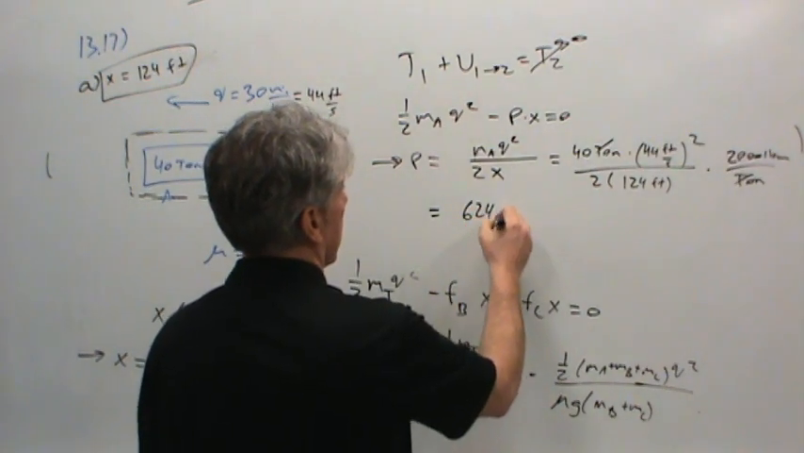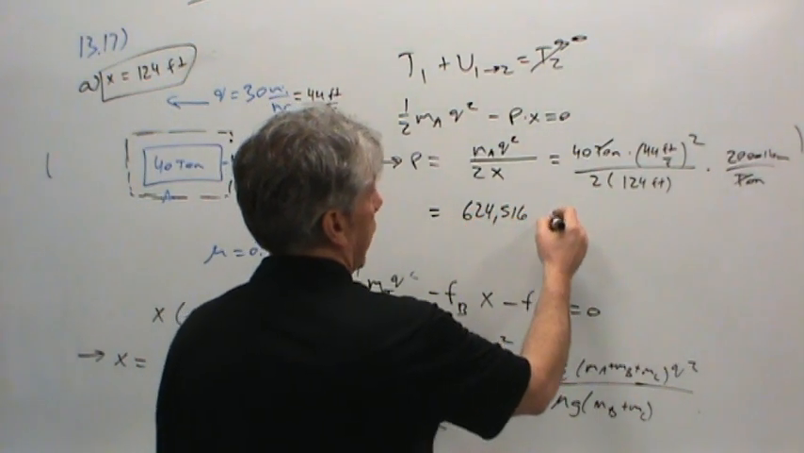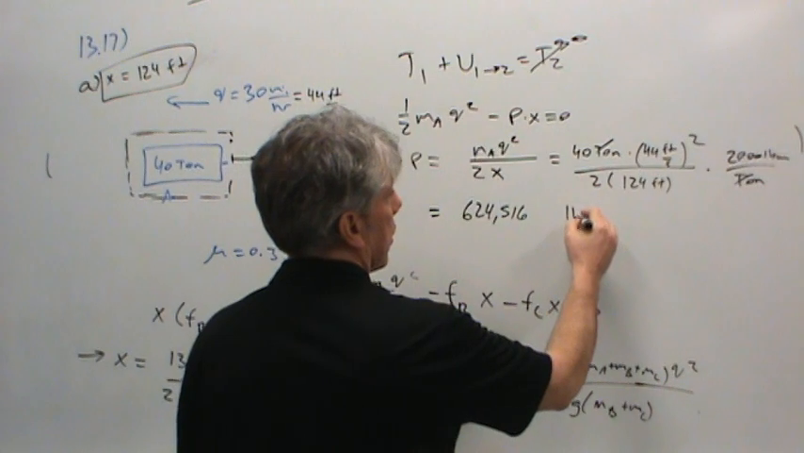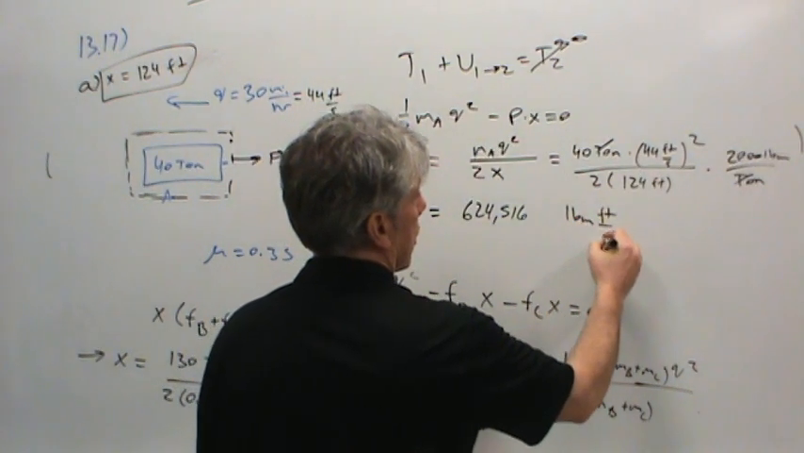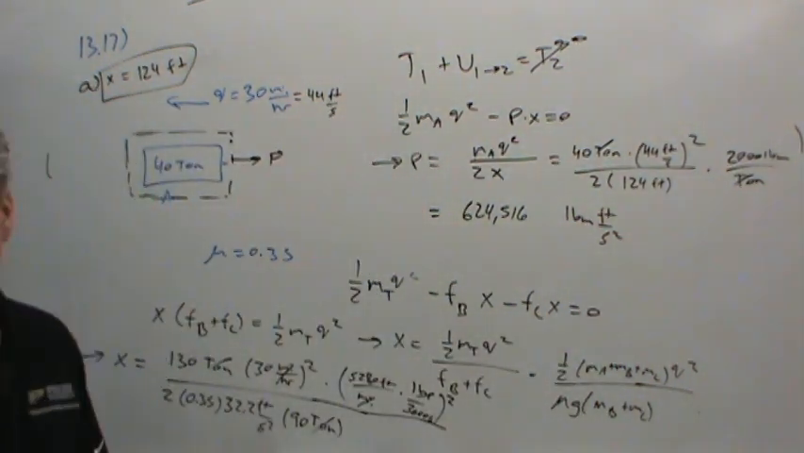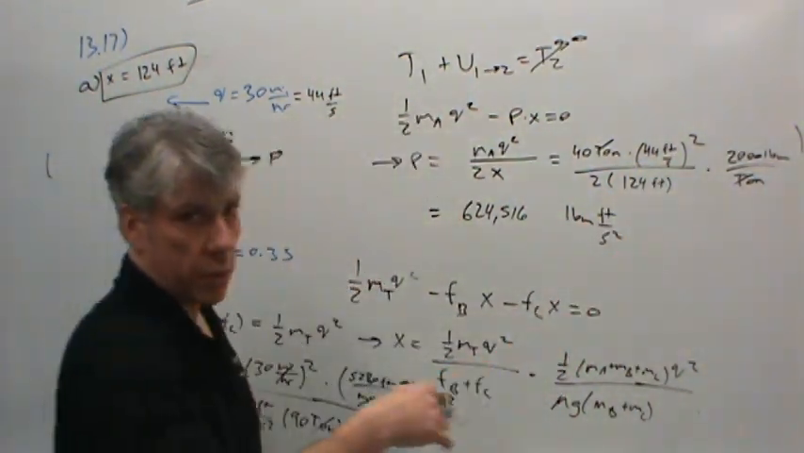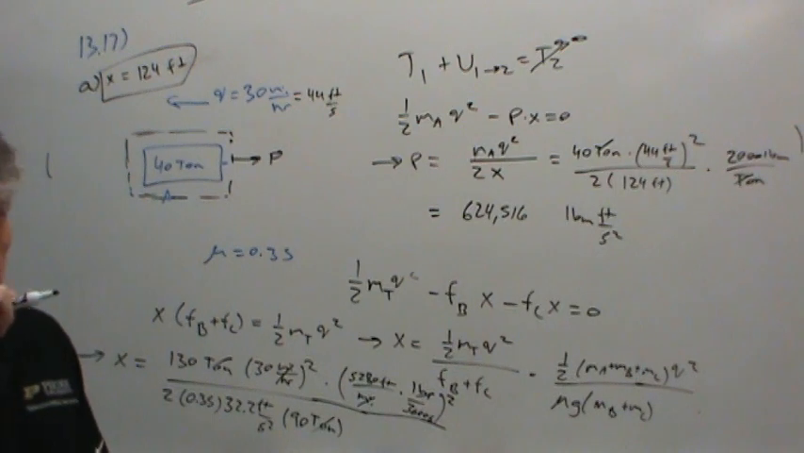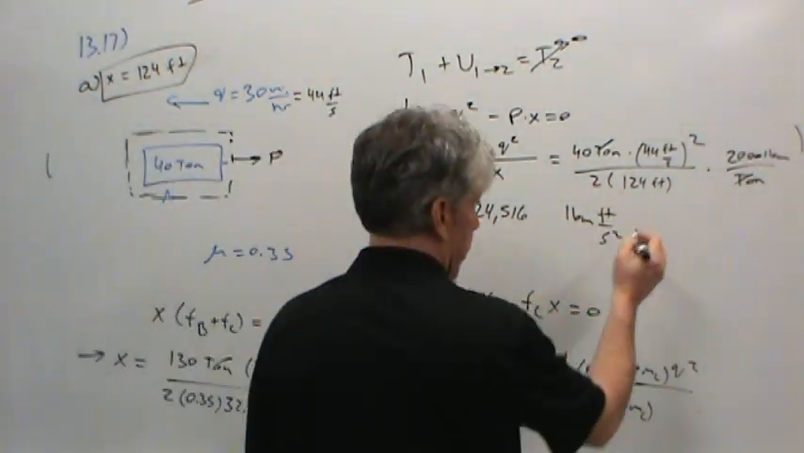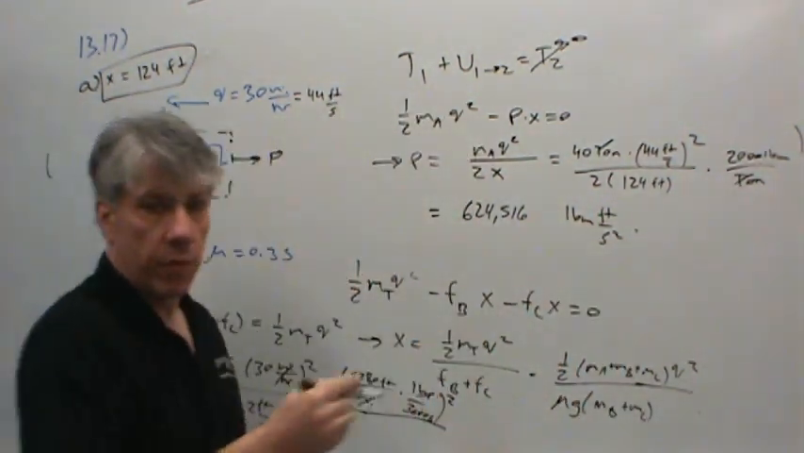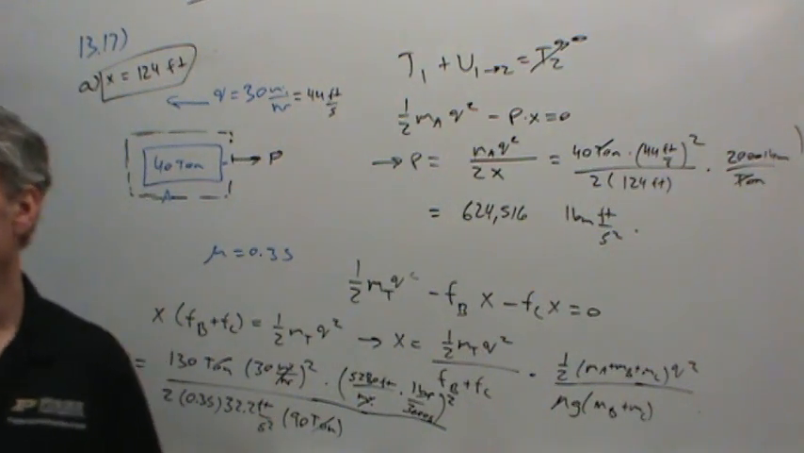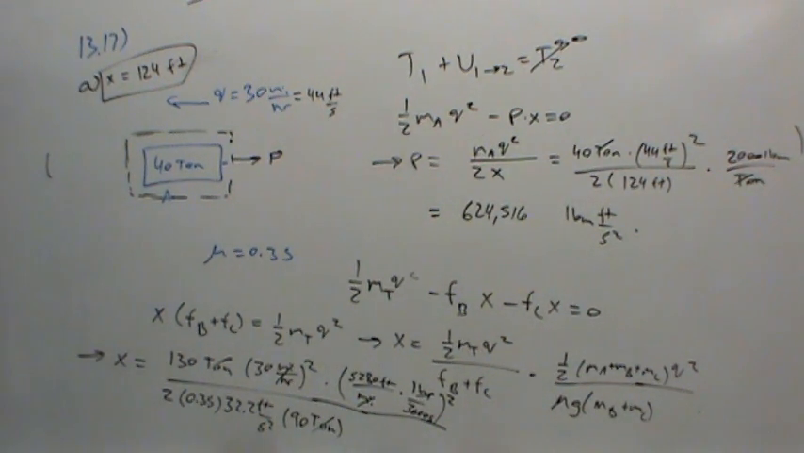624,516. And what are the units? Pounds mass feet per second squared, right? Because we got feet squared per second squared divided by feet, so that's just feet per second squared times pounds mass. But those are not force units we are used to using. Is this a valid unit of force? Yes. A pound mass foot per second squared is a valid unit of force.